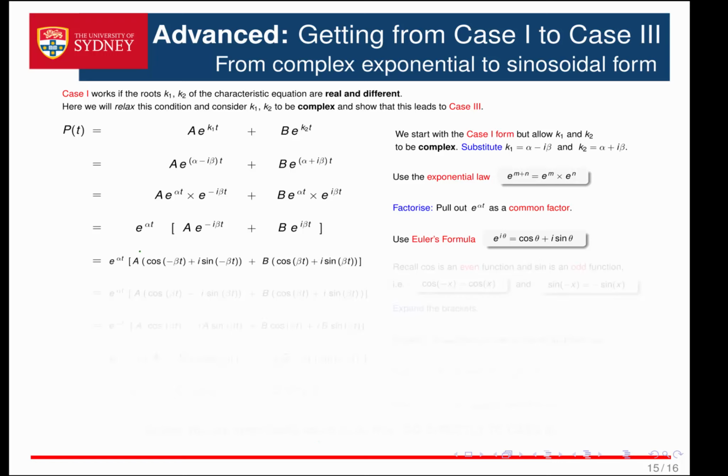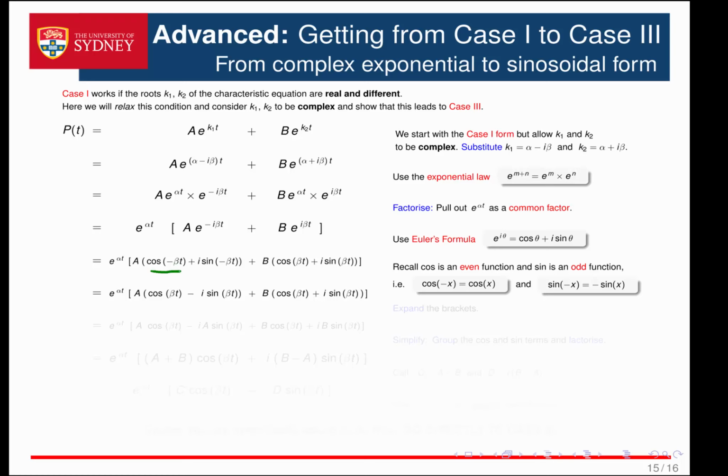Using Euler's identity then, we can transform the exponential e to the negative i beta t into the following cos and sine functions, and the exponential e to the positive i beta t into the following cos and sine functions. Now recall that cosine is an even function. This means that the cos of negative x is equal to cos of positive x for all x. So we can rewrite cos of negative beta t as cos of positive beta t.